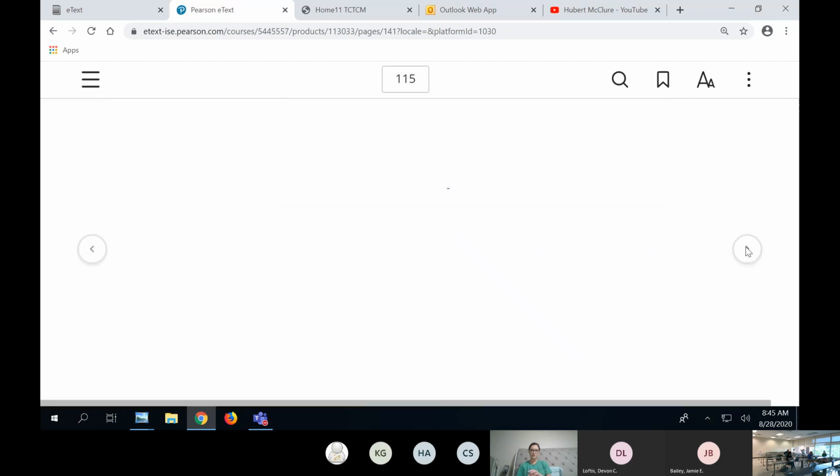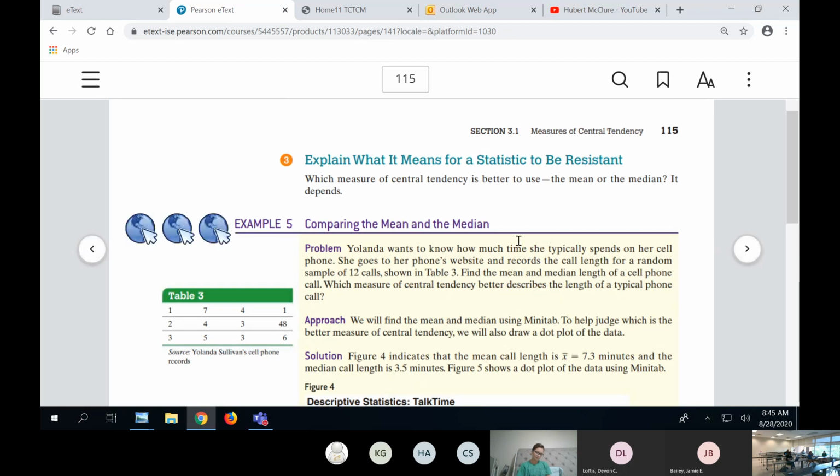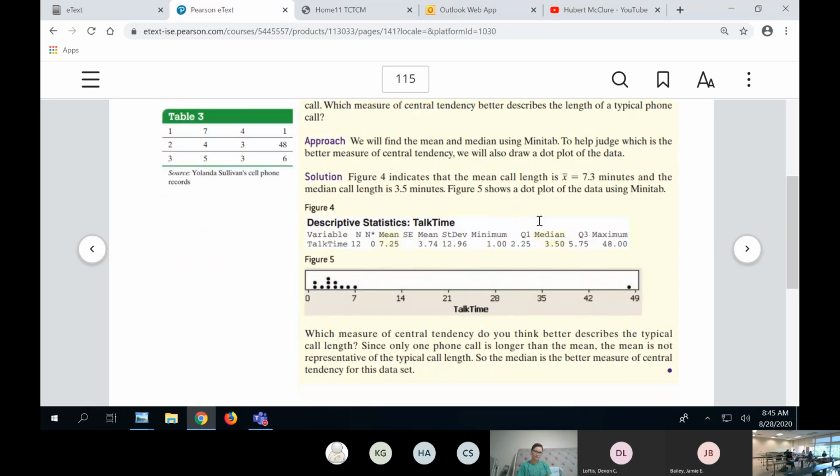Next. Thank God for Rate My Professor, right? I hope some of y'all used it.